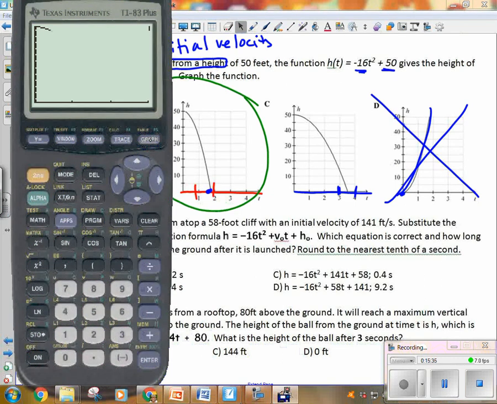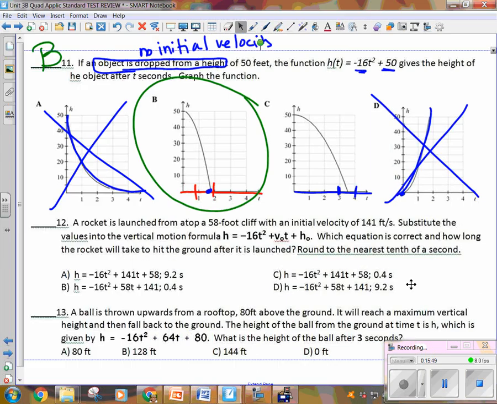You can actually take a look at the graph, and you can confirm, yes, B is the correct answer. Remember, this mark right here is 1. First mark is 1, then 2, then 3. So you can actually take a look at the graph, but you do have to play with your window settings.